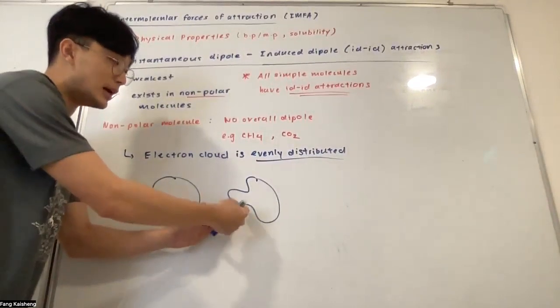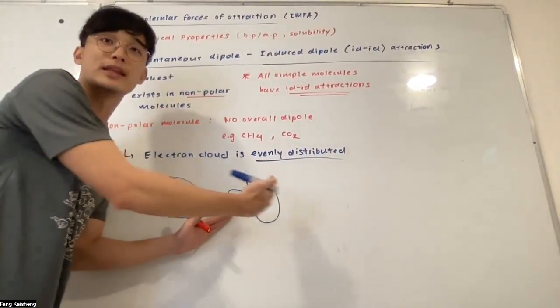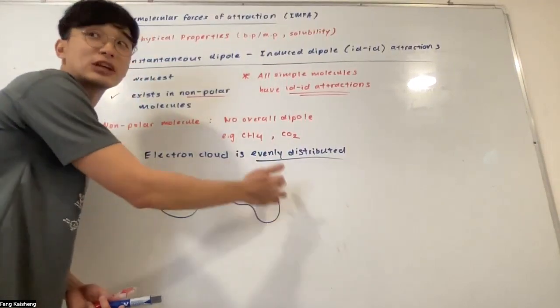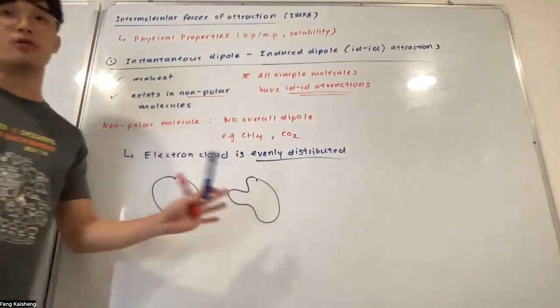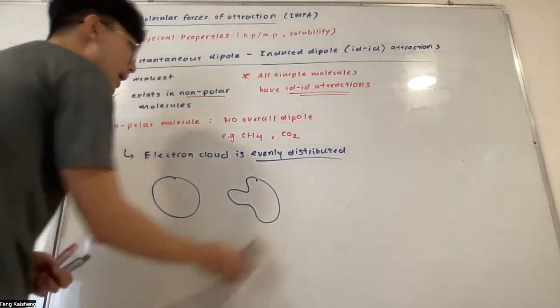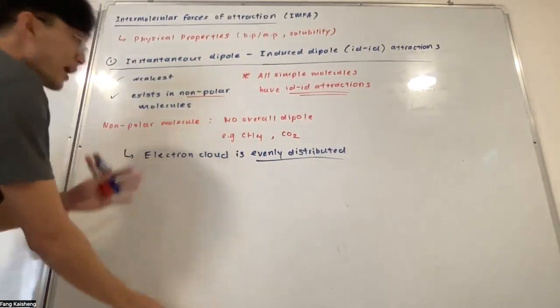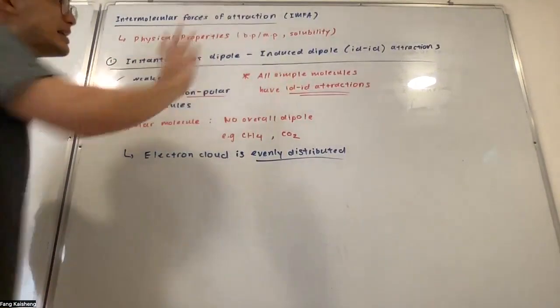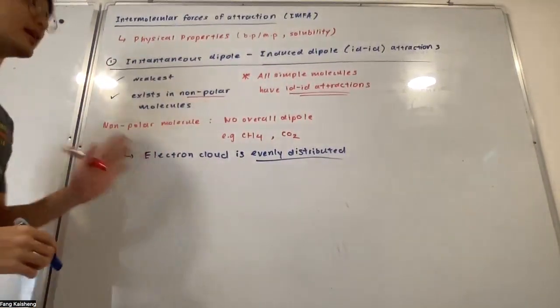Okay, this, right, is the electrons gravitating towards one side. Perhaps it's because this side has a more electronegative atom. That could be a reason. I'll come back to that later. But for now, this fact here is very important for us to understand the origin of ID-ID attractions. So let's come to this.